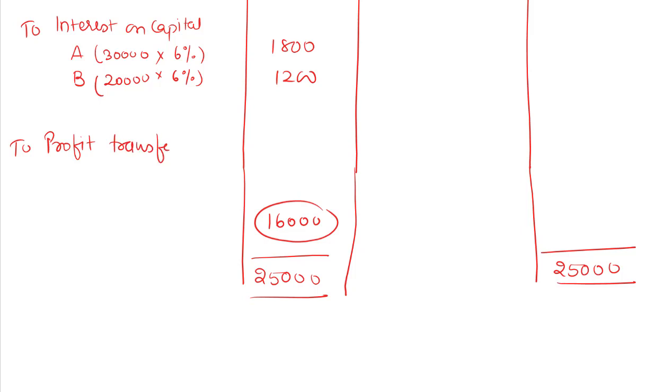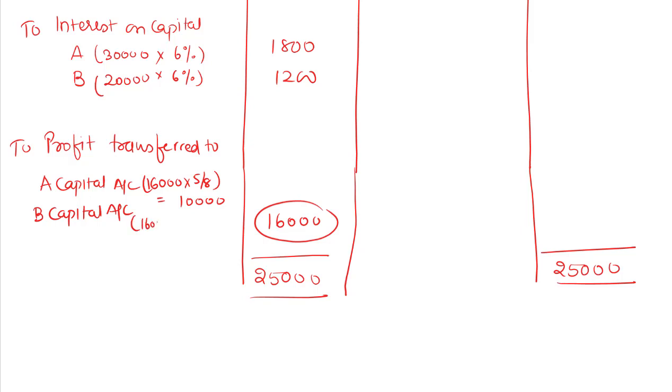Profit transferred to A's capital account and B's capital account in the ratio of 5:3. So 16,000 multiplied by 5/8 is 10,000, and 16,000 multiplied by 3/8 is 6,000. I believe you understood.